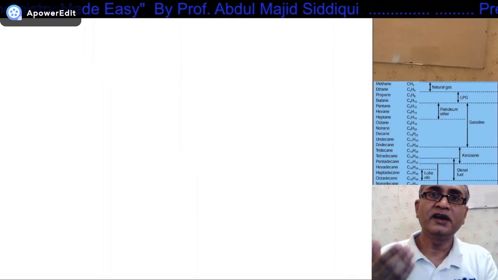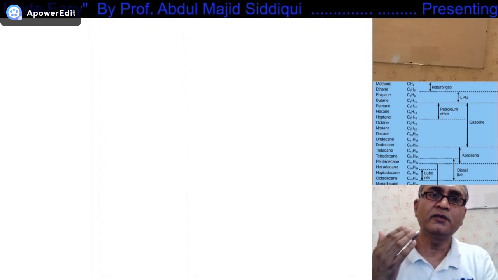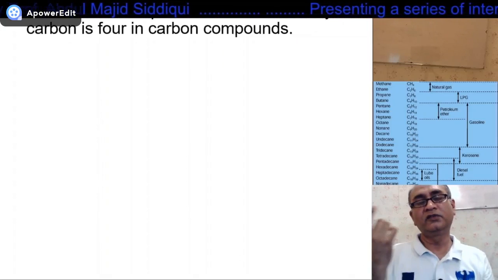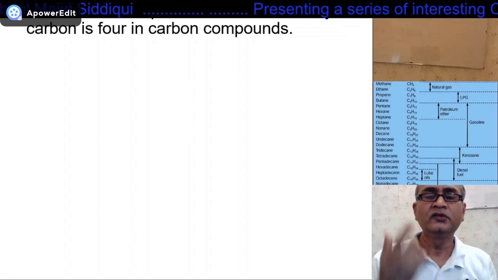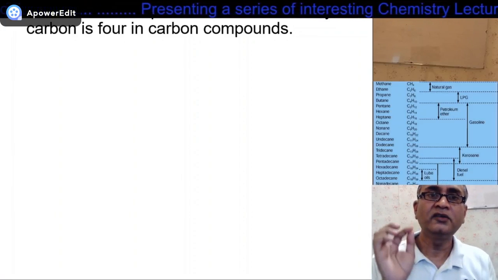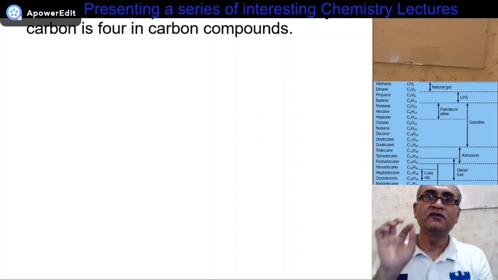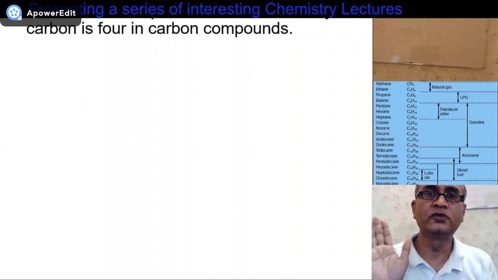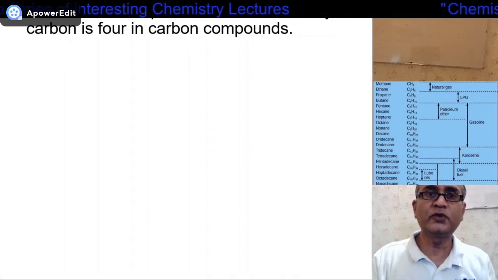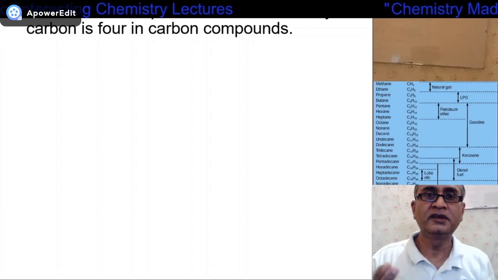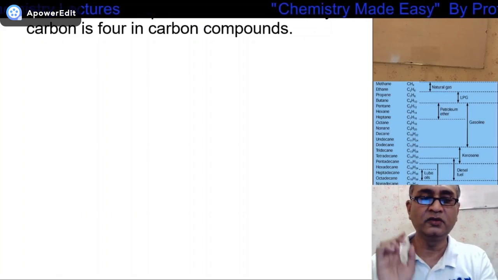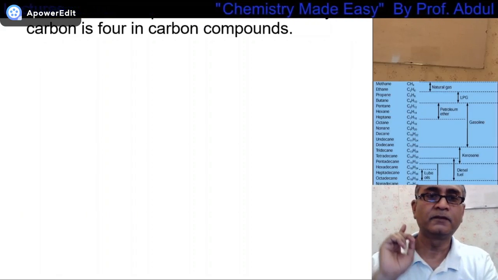There are a number of organic compounds, and all of these organic compounds have carbon. So what is the symbol of carbon? The symbol of carbon is C. Now, the valency of carbon is 4. Who proposed this? Mr. Kekulé. Kekulé proposed that the valency of carbon is 4, right? Let's go to the board.